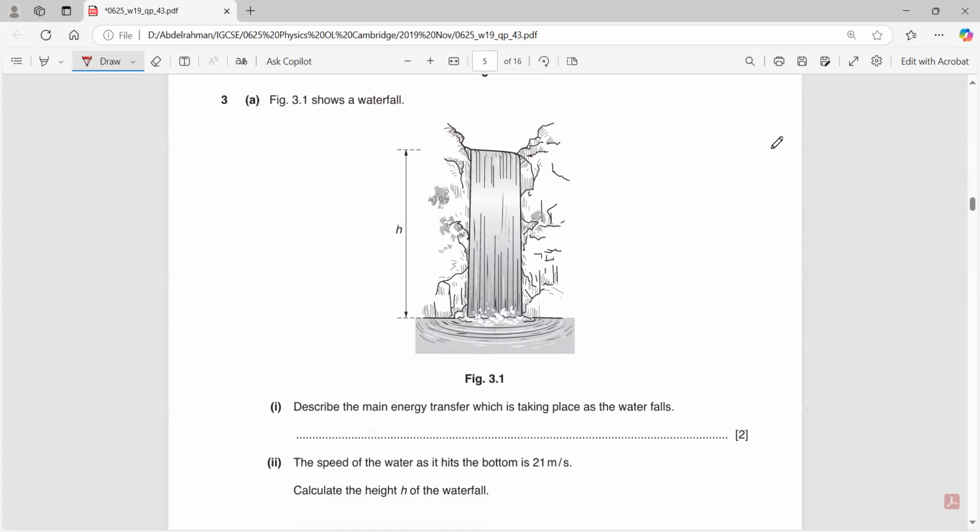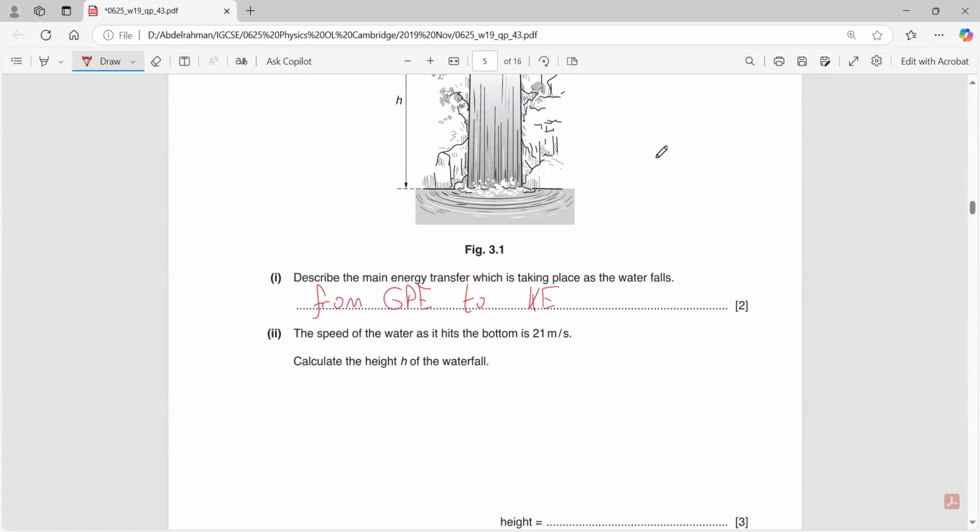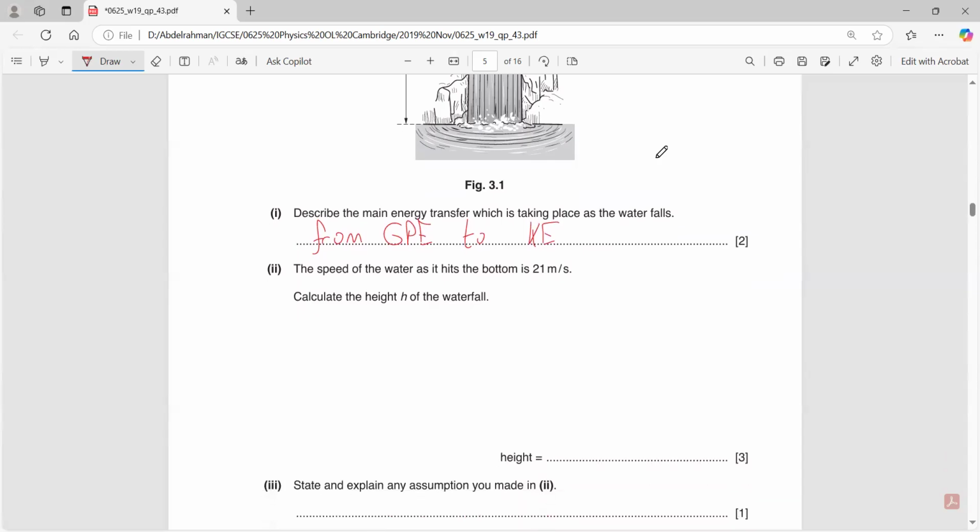Figure 3.1 shows a waterfall. Describe the main energy transfer which is taking place as the water falls. As it's falling down, the main energy transfer is from gravitational potential energy to kinetic energy. The speed of the water as it hits the bottom is 21 meters per second. Calculate the height of the water.